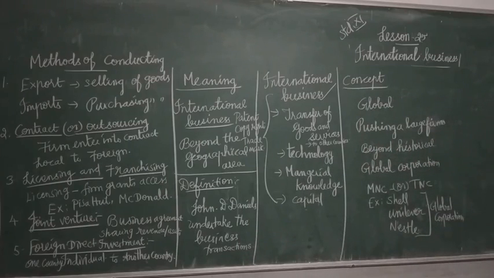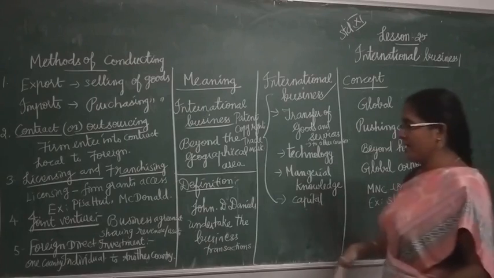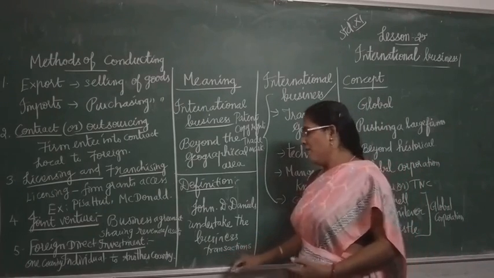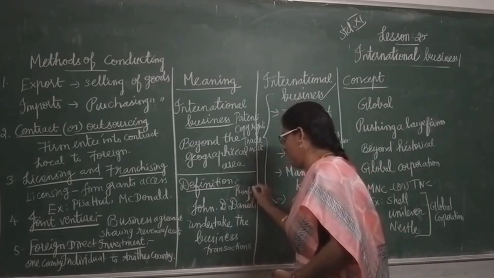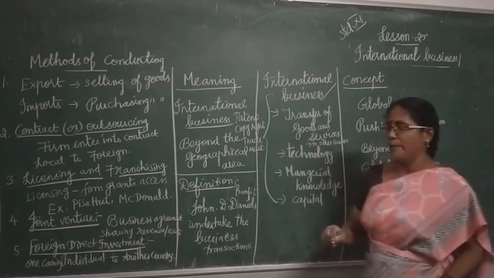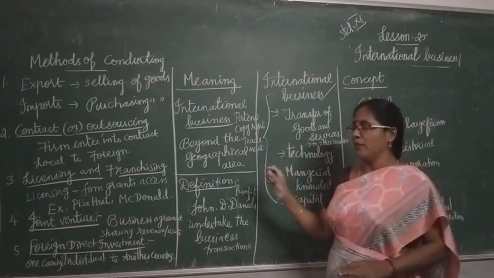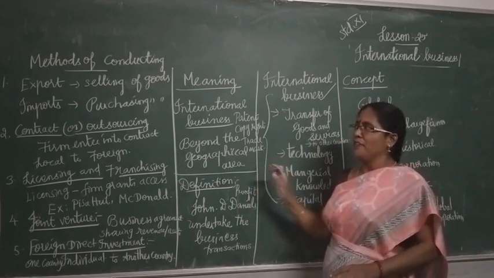Whether it is a private company undertaking, private companies undertake such transactions for what? For a profit motive. Government may or may not do the same in their transactions. So private companies are doing international business only for the profit motive.